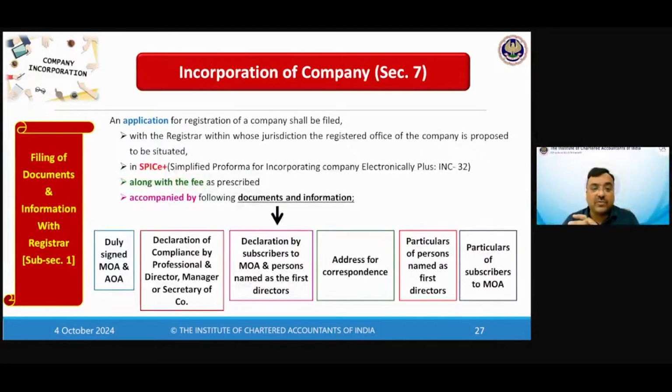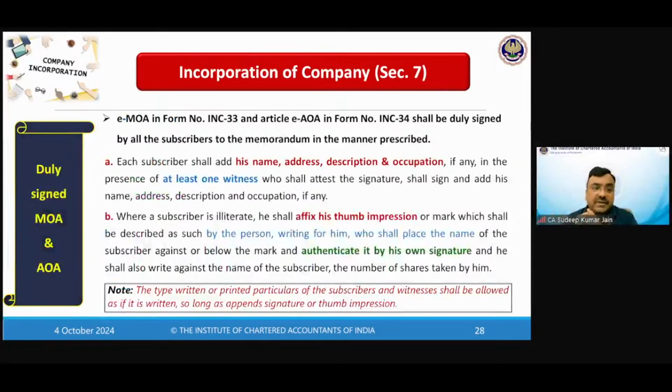So what are the documents? MOA, AOA, declaration of compliances, declaration by subscribers, address for correspondence, particulars of directors and the subscribers to the members, right? First is duly signed MOA and AOA. Please listen.